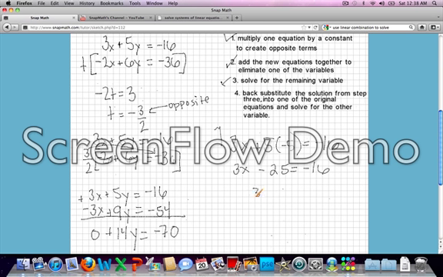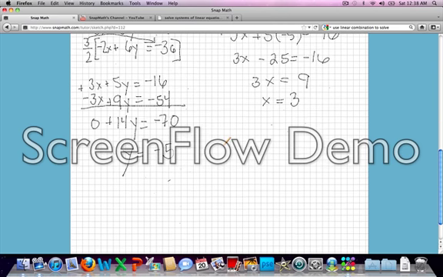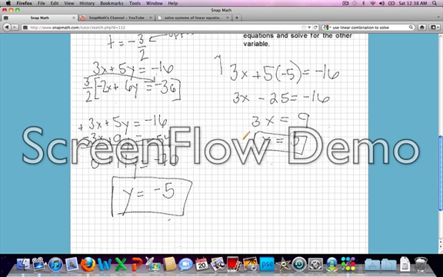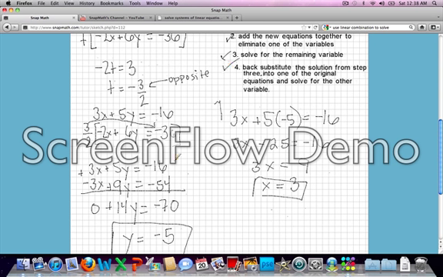So this turns into 3x equals negative 16 plus 25, which is 9. Solving for x here, we have x is equal to 3. So our solutions for x and y in these particular equations are y equals negative 5 and x equals 3. And that is your final answer for this problem since we've completed step number 4.